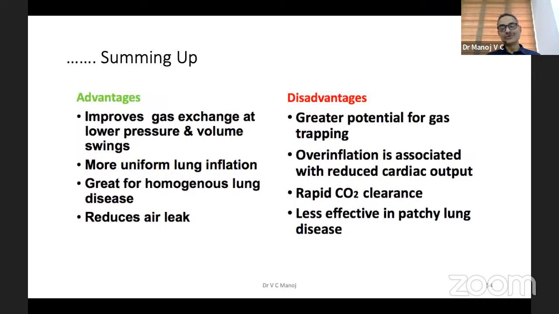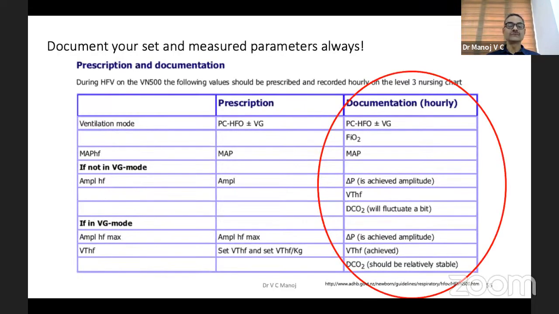But if you do not know how to use it properly, it has great potential for gas trapping, overinflation, rapid CO2 clearance, and a lot of brain injury. And of course, it may not be as effective as in homogeneous lung disease. In patchy lung disease, you can use it, but it's not as effective.